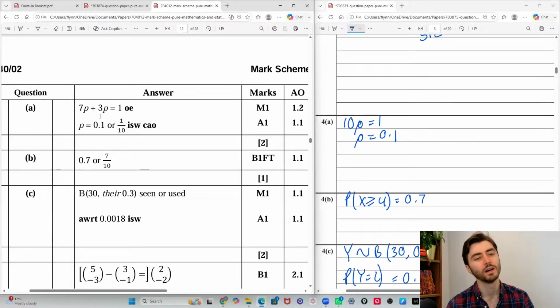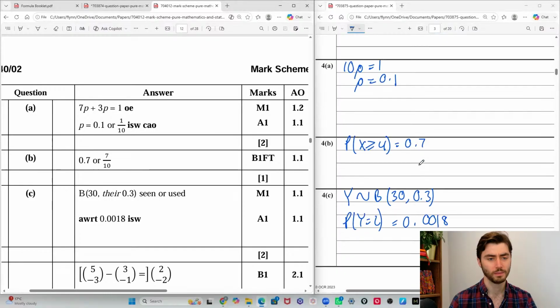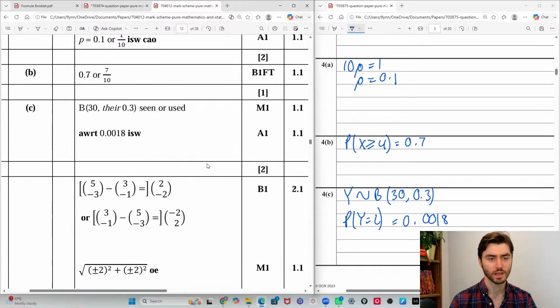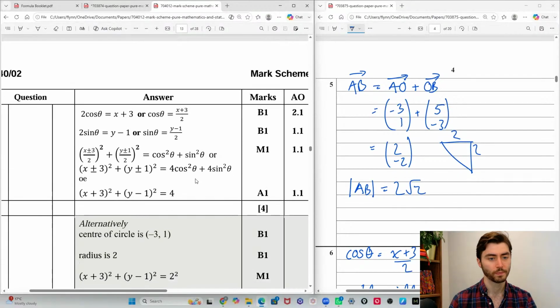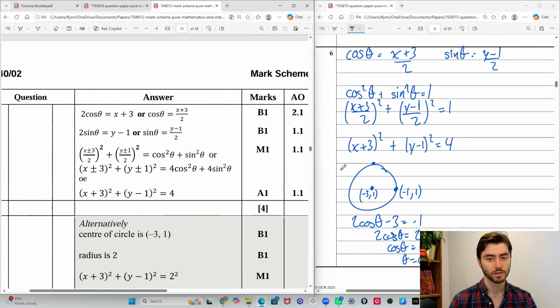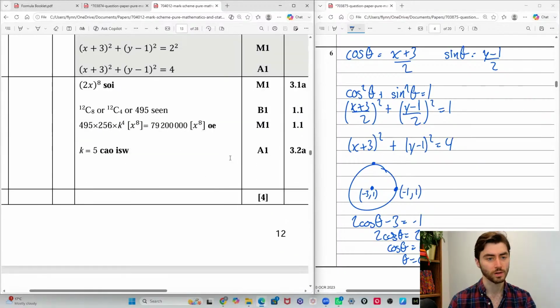Did I really need to? Ugh. Boo. 0.7. C is 0.0018. Perfect. 2 root 2. Yep. (x plus 3), (y minus 1) is 4. Yep.